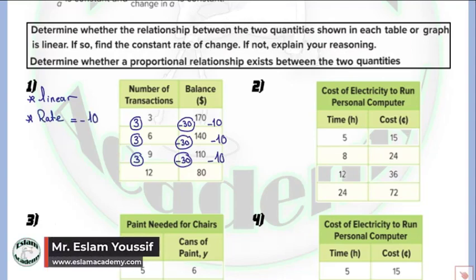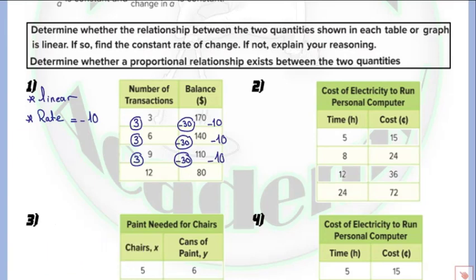Now we need to find if the relation is proportional or not, just by dividing y by x. 170 divided by 3 and 140 divided by 6. 110 divided by 9. 80 divided by 12. If you look at the relation between them, you will find that all of the fractions are not equal. Once we have all of the fractions not equal, it means this relation is not proportional.